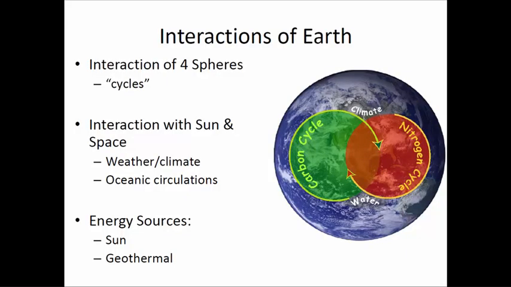All of these parts of our Earth interact together, and when these 4 spheres interact, we call them cycles. You may have heard of the carbon cycle and nitrogen cycle, but you're probably most familiar with the water cycle: rain, evaporation, runoff, things that you probably learned way back in high school or even earlier. We also have interactions between the sun and space, which cause weather and climate, and oceanic circulations. We won't get too much into ocean circulations this semester. That's also covered in Earth Science 1.